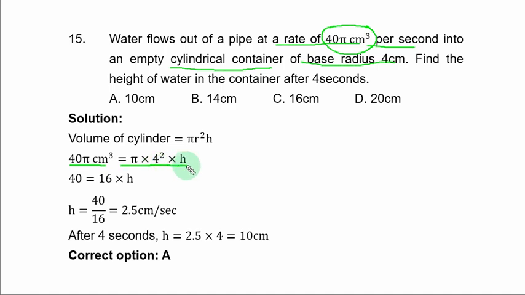Divide through by pi, since pi is common to both sides. You have 40 equal to 16 times the height. So to get height, divide both sides by 16. So height is equal to 40 over 16, and that is 2.5 centimeters per second. So after 4 seconds, the height is 2.5 times 4, and that is 10 centimeters. A is the correct option.